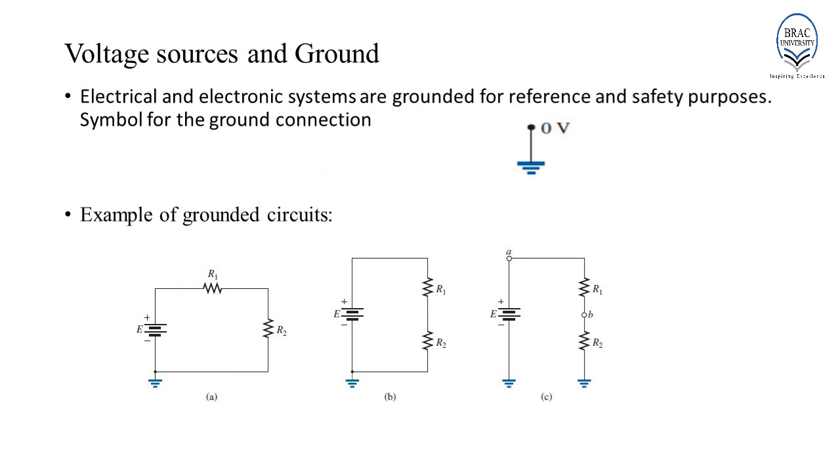Voltage sources and ground. Electrical and electronic systems are grounded for reference and safety purposes. The symbol for the ground connection is this one. The ground basically means that this is supplying a potential of 0 volt. Each and every electrical circuit must have a ground, that is a node or a point which has 0 potential.